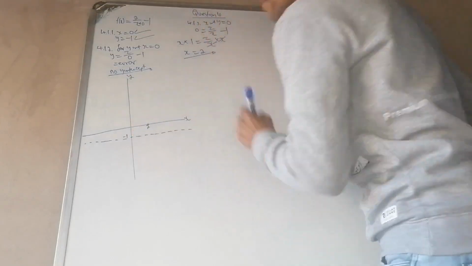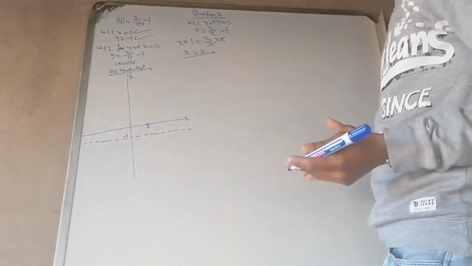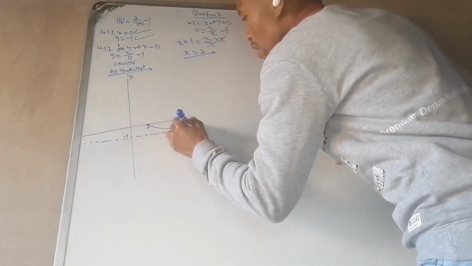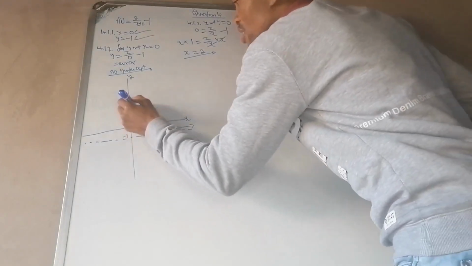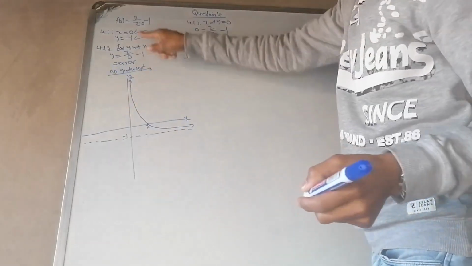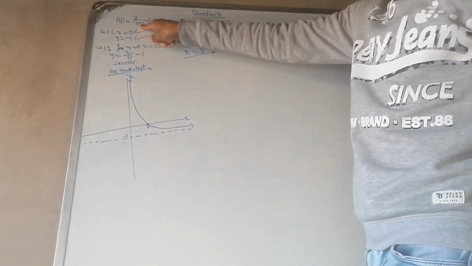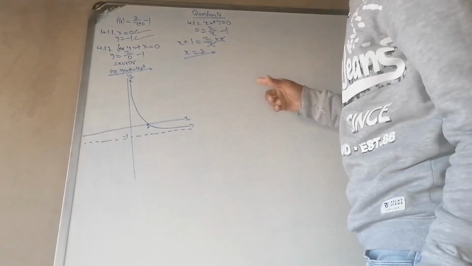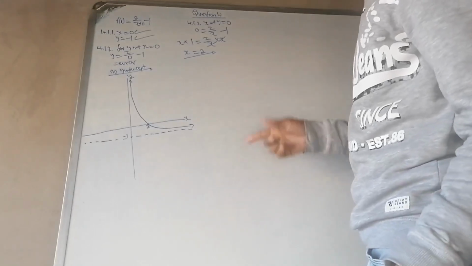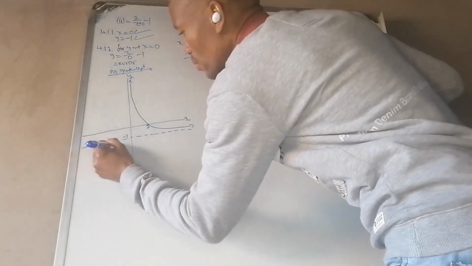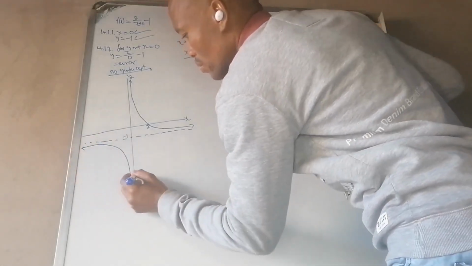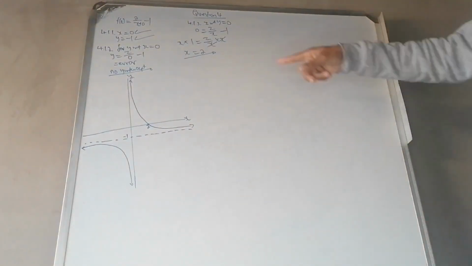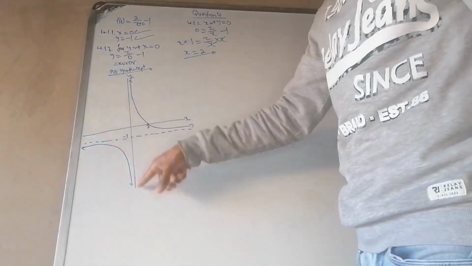So the graph, when a is positive, lies in the first quadrant. It will approach this line but never touch it. It will also approach the y-axis but never touch it, because the asymptote x equals 0 is the y-axis. And then there is another piece. This is my hyperbola, when the value of a is positive: first quadrant, third quadrant.